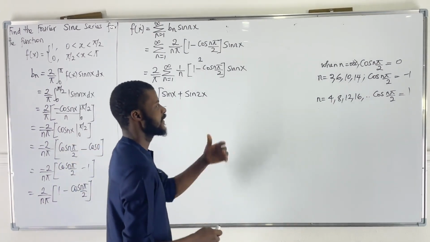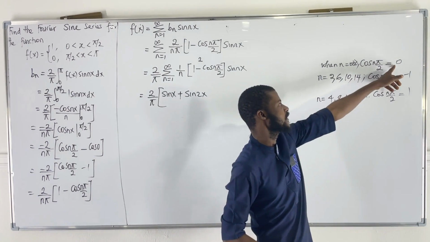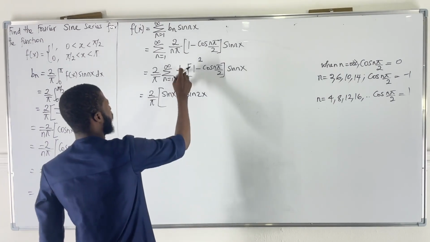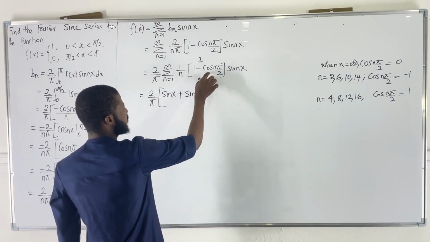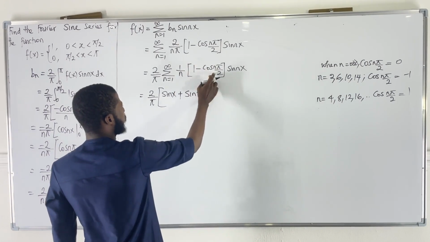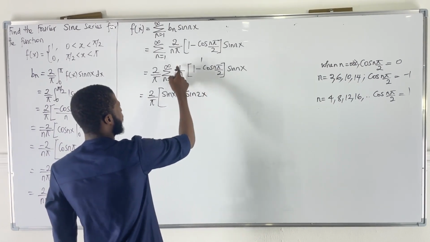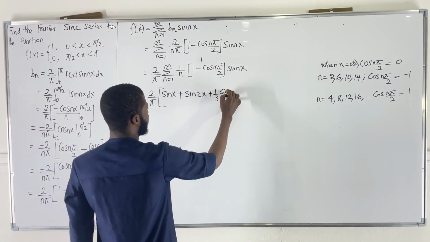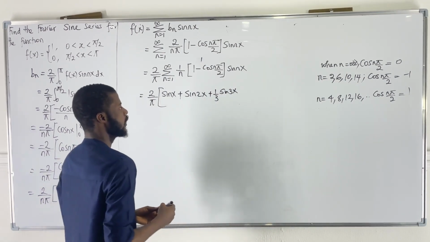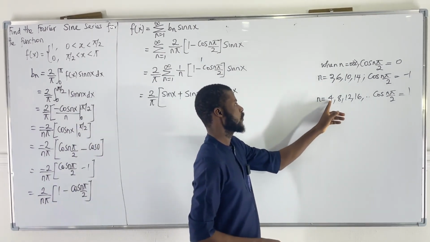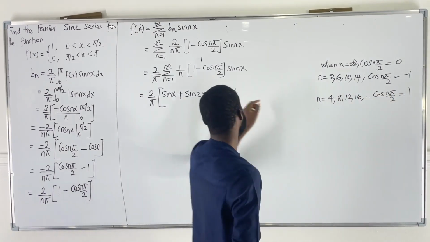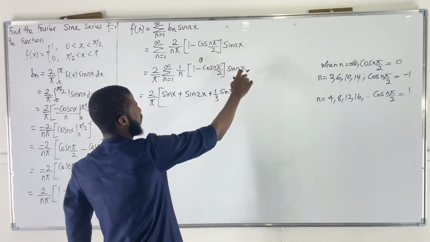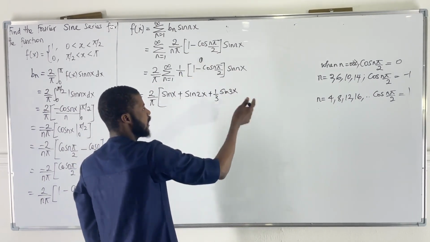Then next, when n is 3, this part is giving us 0, because that's an odd number. So this will be 1 over 3 times, if this is 0, 1 minus 0 is 1. So 1 over 3 times 1 is still 1 over 3, then sine 3x. Then next will be 4. When n is 4, we're getting 1 here. So 1 minus 1 is 0. So everything here will just be 0 when n is 4. So there'll be no 4. Let's go on to 5.